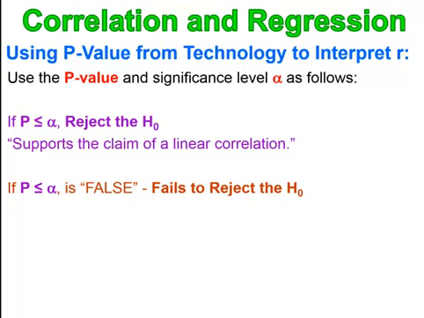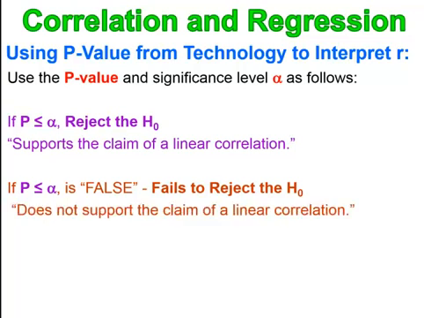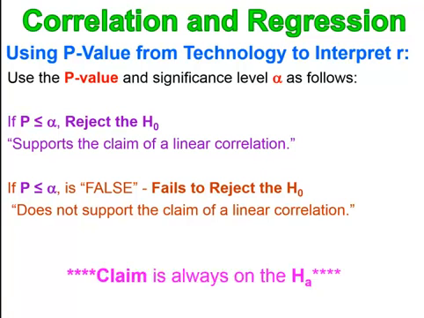So if you get a false statement where your p-value is not less than or equal to alpha, then you're going to fail to reject the null hypothesis. If you fail to reject the null hypothesis, what that means is that it does not support the claim of linear correlation. So you're looking to see, do we have linear correlation? The claim, again, will always be on your alternative statement.